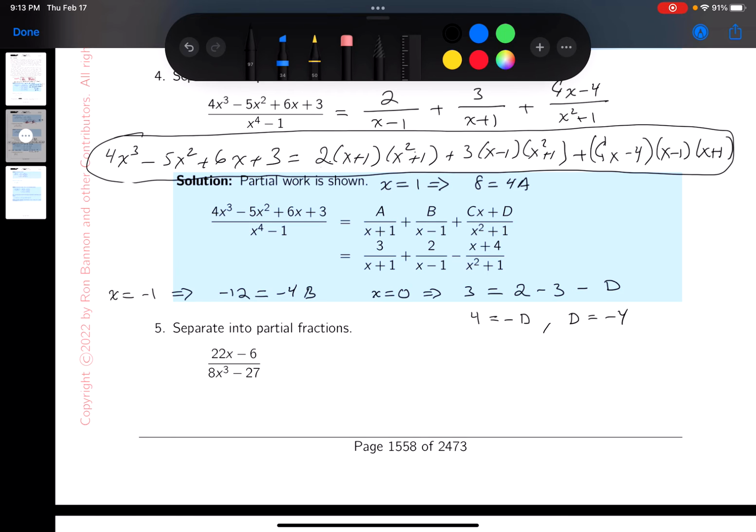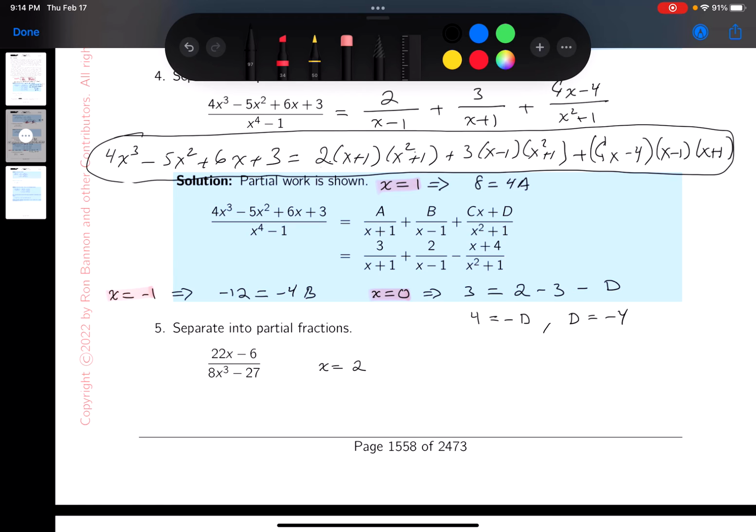I've got to pick another number. And right now, I've selected some numbers. I've already selected 1, so I can't use that again. Minus 1, well, I could use it again, but it'd be kind of ridiculous to use it again. And x equals 0. So I'm going to pick another number, and I'm looking for something easy for me to do. And I'm going to pick 2. A little more challenging for me, though.